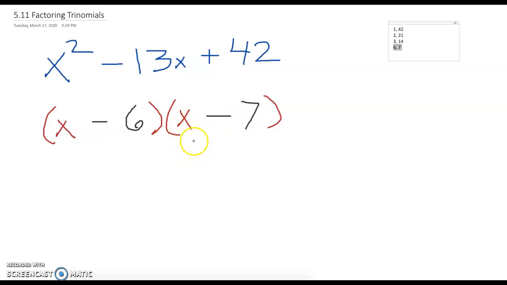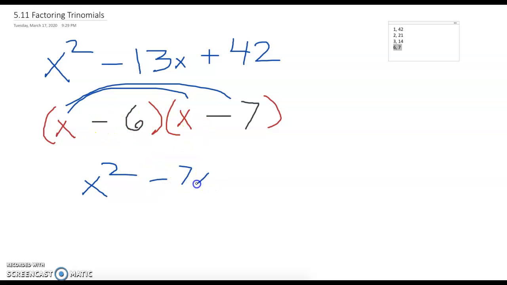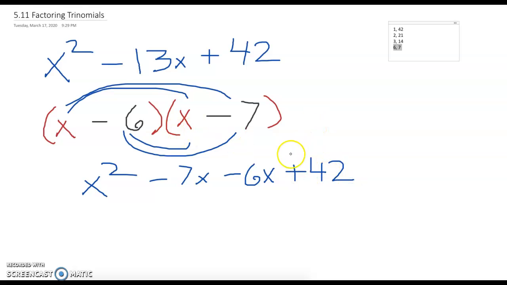And how we go about this, always check your answer. We're going to go back to the FOIL method. So we have x squared minus 7x minus 6x. And then lastly, plus 42, because 6 times 7 is 42.